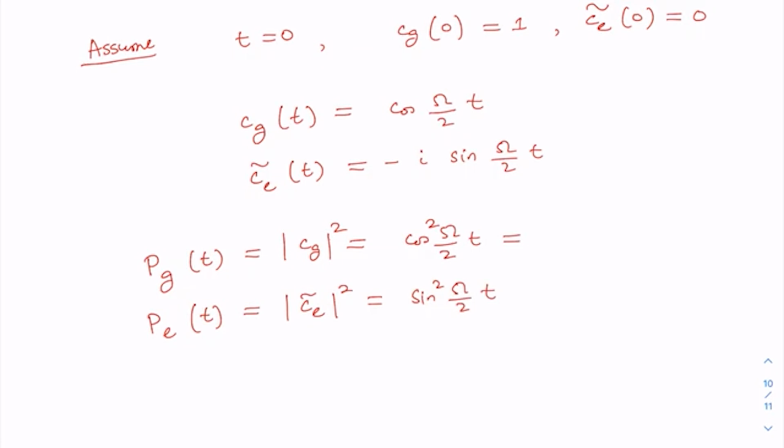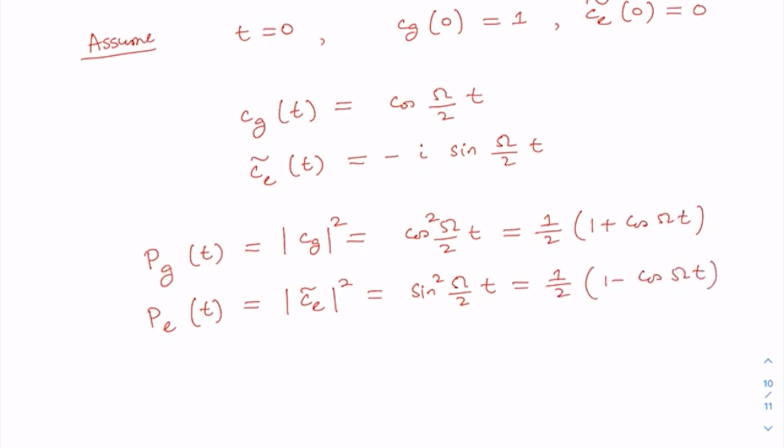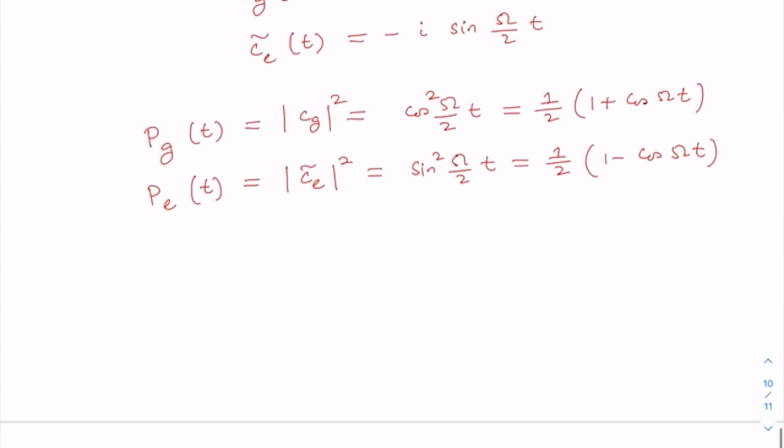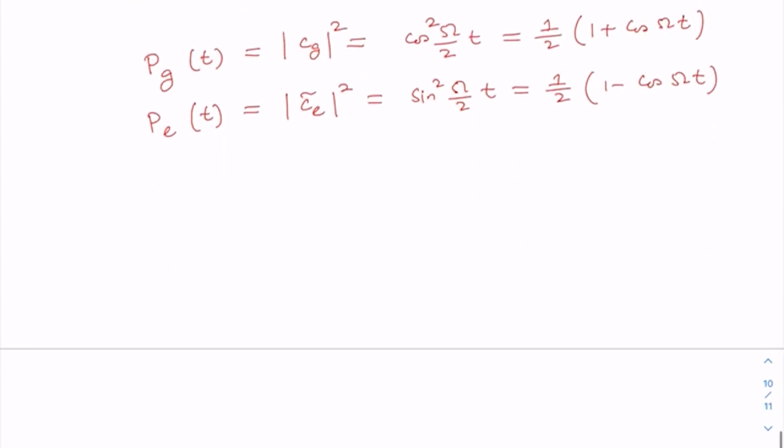In fact, I can write cos square omega t as half of 1 plus cos omega t, and this one I can write as half of 1 minus cos omega t. Clearly, the population oscillates between the ground state and the excited states at angular frequency omega. This oscillation phenomenon is referred to as Rabi flopping. We can discuss this phenomenon by a pictorial diagram.